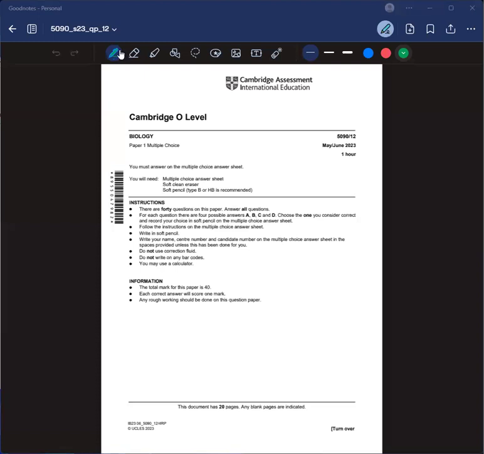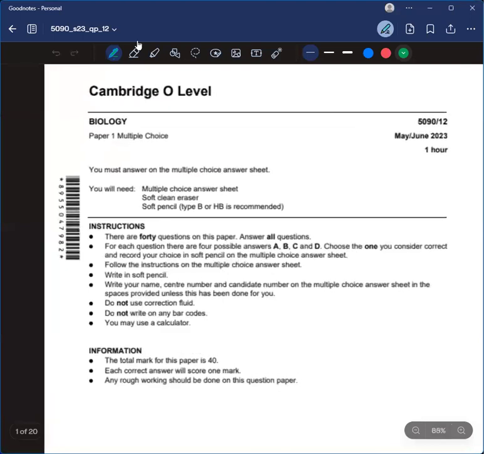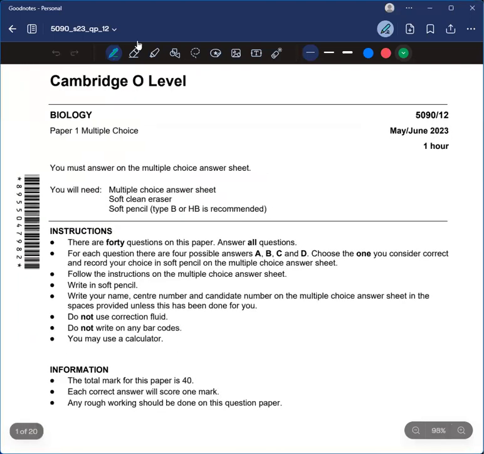So today we'll be solving 5090 paper 1 variant 2 May June 2023. So it's basically a biology MCQ paper, and here we have 40 MCQs and we have to answer all of them, and we are given options A, B, C and D, and we have to choose any one of it.